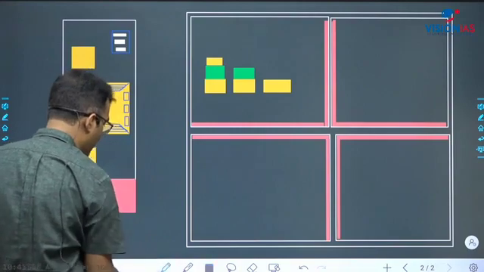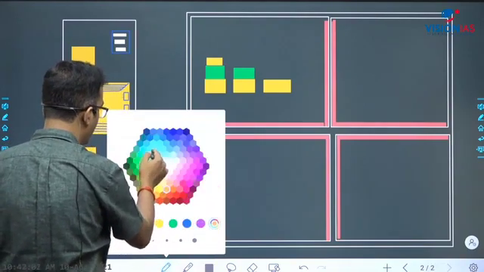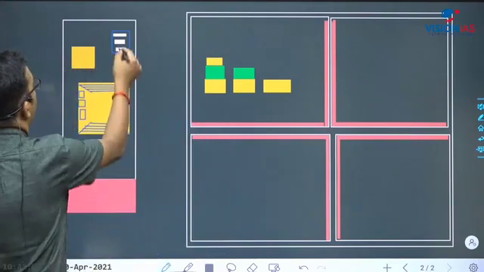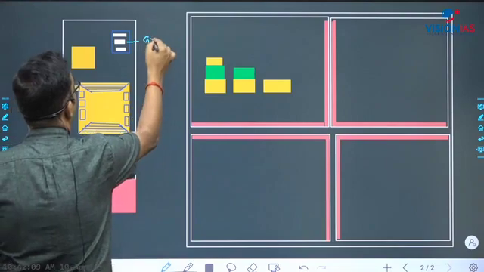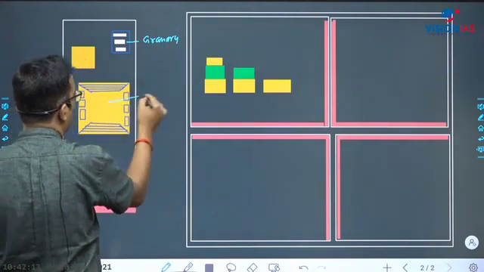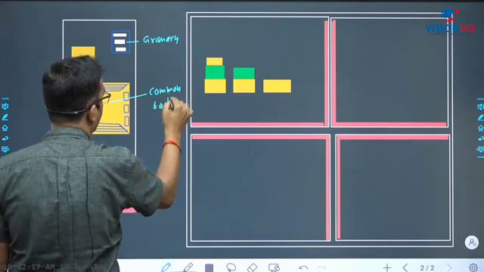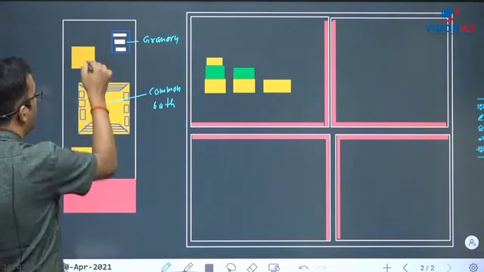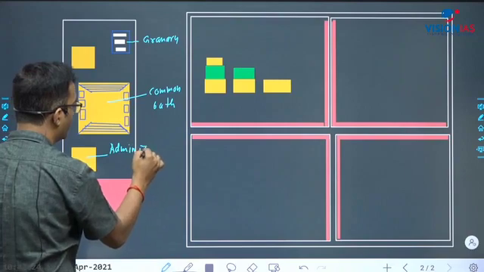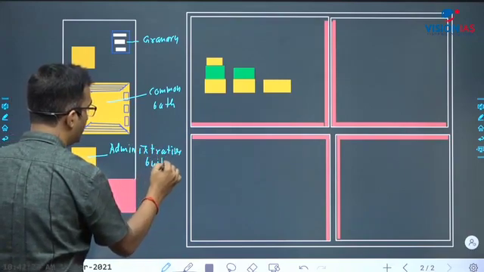And please, now onwards, you start labeling this diagram, what all things I have created. So this you can write as granary. This you can write common bath. These two buildings you can mention as administrative buildings.